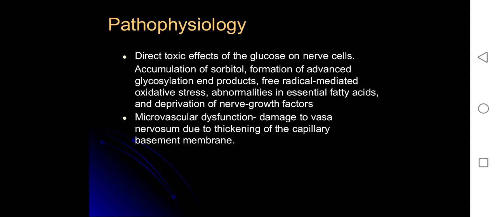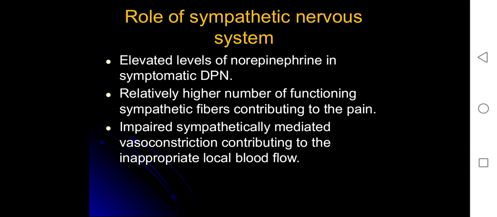Pathophysiology, why does this happen? Direct toxic effect of glucose on nerve cells, accumulation of sorbitol, formation of advanced glycation products, free radical mediated oxidative stress, abnormalities in essential fatty acids, and deprivation of nerve growth factor. Microvascular dysfunction, damage to vasa nervosum due to thickening of the capillary basement membrane.